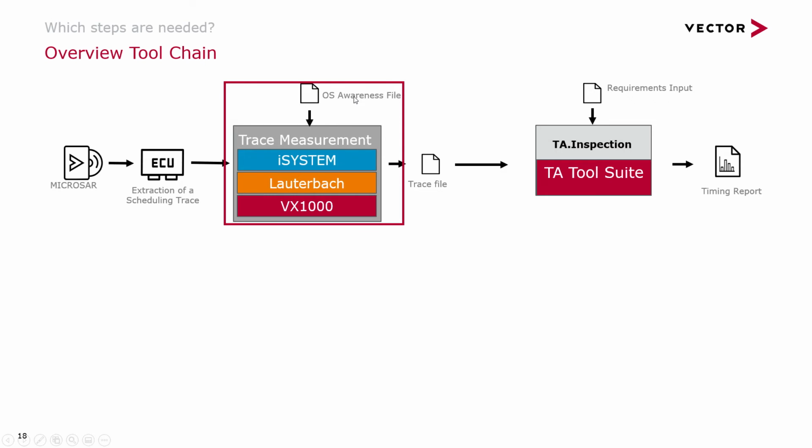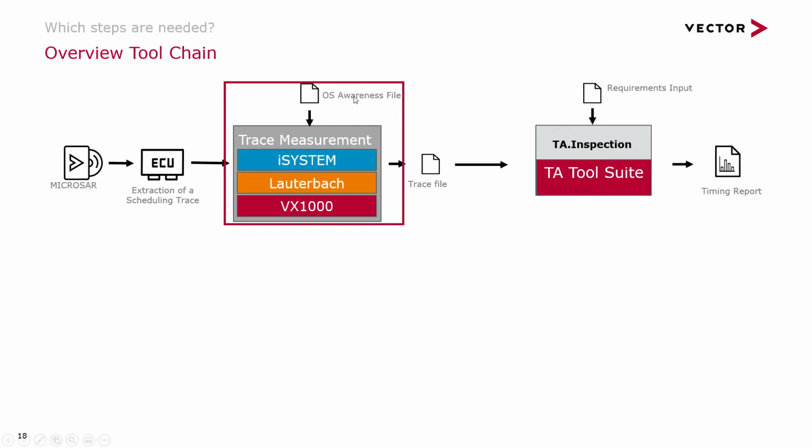So there's also in this timing bundle a dedicated guideline available step by step what to do in iSystem or Lauterbach in order to get this configuration done. I will not cover it here in today's webinar because it's part of the bundle, and there's also different webinars out there from iSystem or Lauterbach which show in more detail how the configuration is done. So let's consider the trace measurement solution is set up.